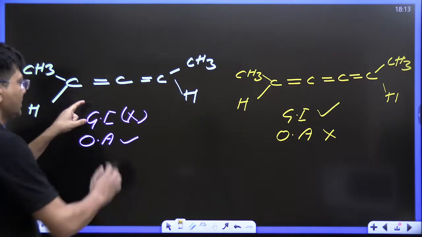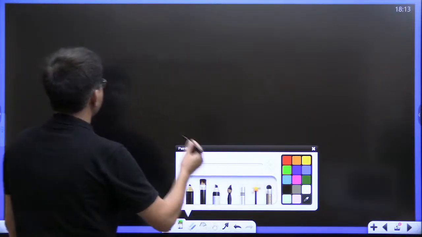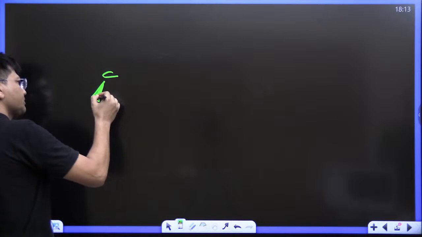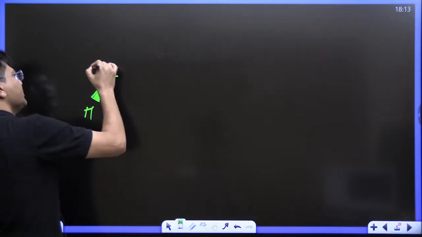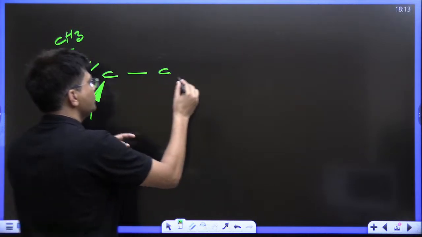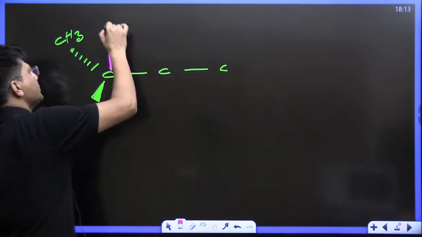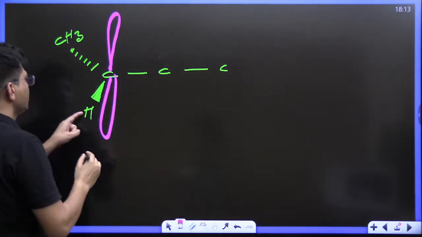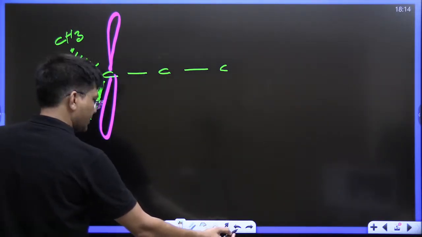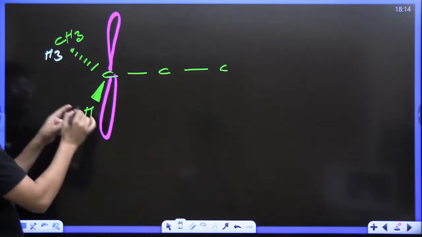Let me show you this compound. See, this is not the true structure of this compound. This compound is like this: let us suppose this hydrogen is coming towards your side, and this CH3 is going away from you. Now, in between these two carbons, there is one pi bond. Just see how the pi bond looks: the pi bond is going vertical. Let us suppose this hydrogen is horizontal, placed horizontally in the plane of paper. This is also horizontal, but this is lying vertical.